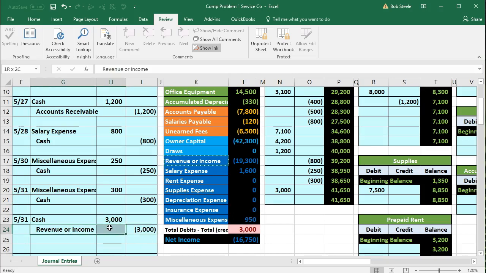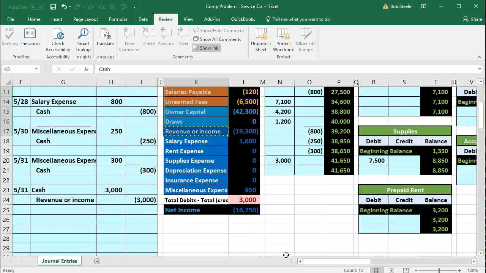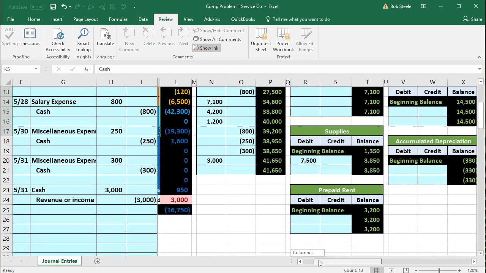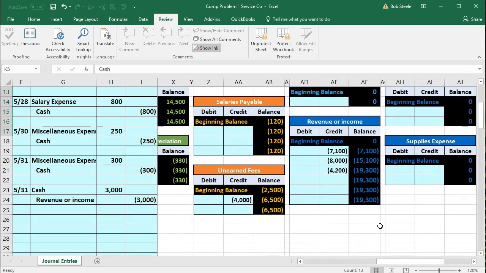We've got the revenue account. That's going to be down here on the trial balance. It's going to be assets, liabilities, equity, and then revenue. So we will then scroll over to the revenue on the general ledger, which also is in terms of assets and then liabilities, then revenue. So we are over here in AE and 22. So we are in the revenue account, credit side.